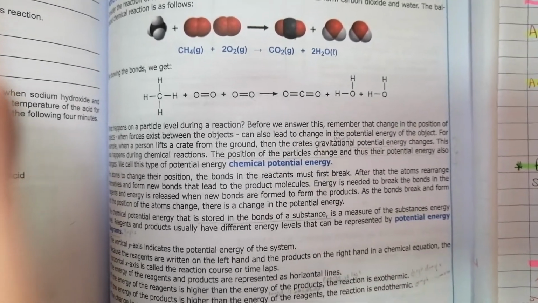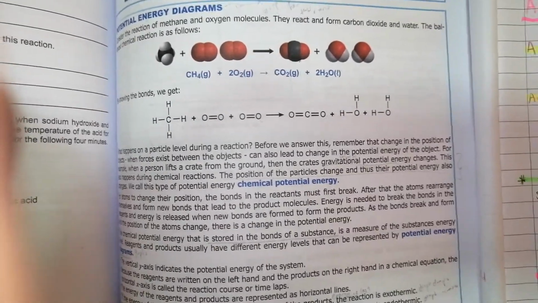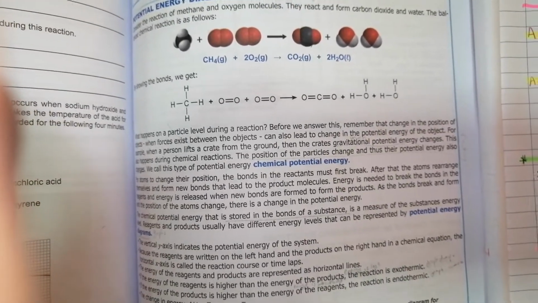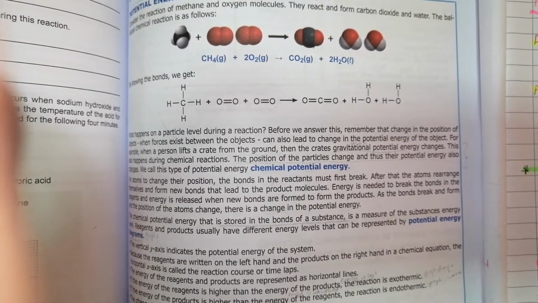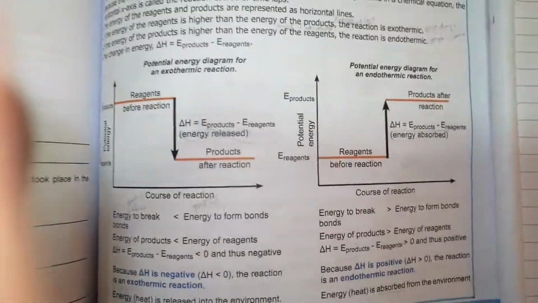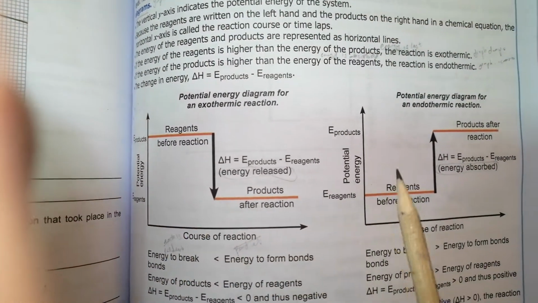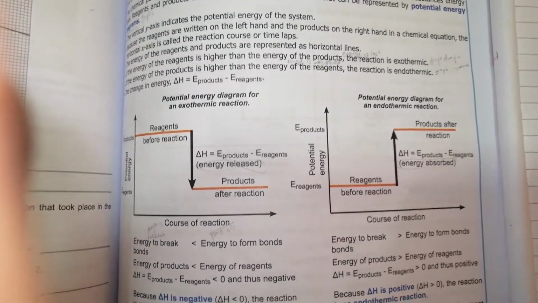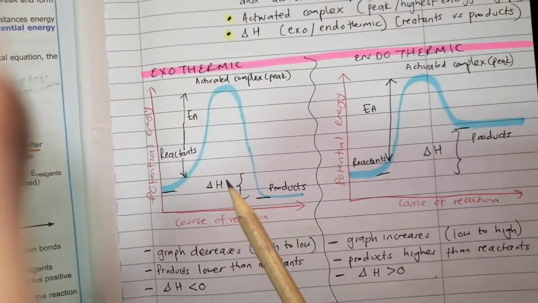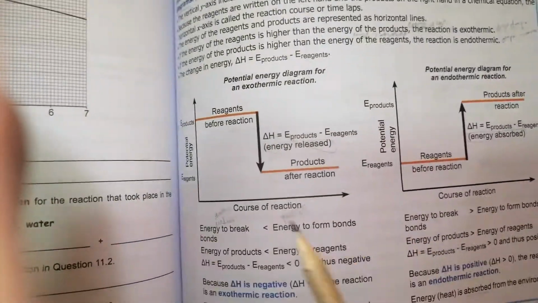Because potential energy depends on position, where they were as reactants and where they are now as products, we can draw potential energy graphs showing the difference in the potential energy of reactants compared to the potential energy of products. There are two graphs we're going to be looking at. The first type of graph is this graph on page 217. Can you see it's potential energy versus course of reaction? And then we have a different type of potential energy graph, and it looks more like this one here, like a curve. This graph we're going to come back to later on, but we're going to first start with this graph.